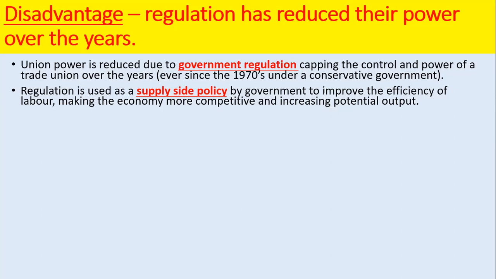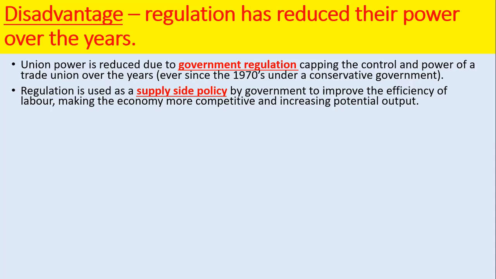She fought against the coal miners' union. She didn't like the idea of a union running the country. And she did a lot of work to reduce the control and power of unions, particularly with things like being able to call a strike, for example. Regulation, remember, again, jumping into macro, is used as a supply side policy by government to improve the efficiency of labour, making the economy more competitive and increasing potential output within the economy. So you're stuck between a rock and a hard place here. The union is very good for the employees because it protects the rights of employees. But governments understand the power of a union and the power that it can have in halting growth within an economy.